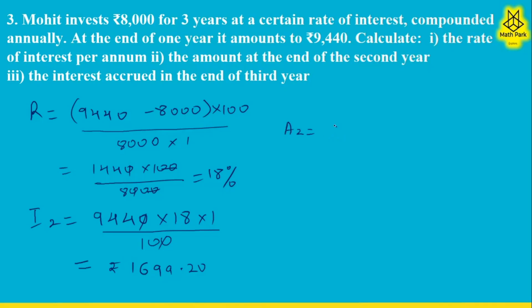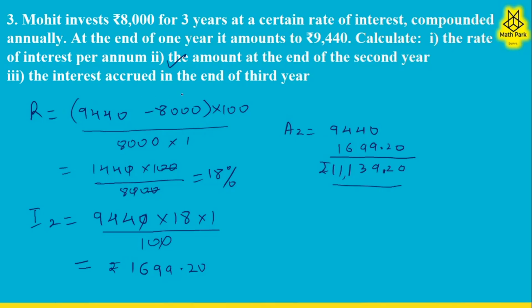So which is principal, which was 9,440, plus the interest, which is 1,699.20, which you get as 9 plus 4, 13, carry 1, 6 plus 4, 10 plus 1, 11, carry 1, 9 plus 2, 11. Rupees 11,139 and 20 paise. So this is the answer for your second one.